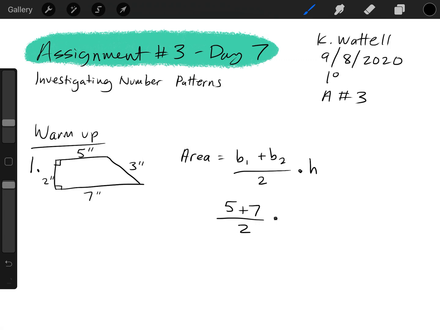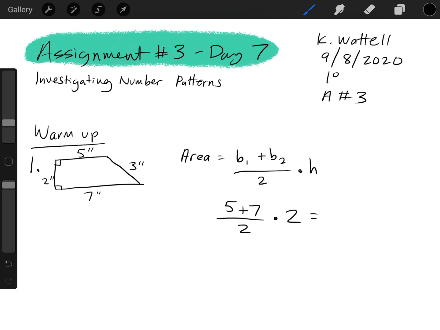Then the next thing we'll do is multiply by the height. Now again, the parallel lines that form the top and bottom bases form a right angle with the height, okay? You'll notice these 2 little boxes in the corners, and those indicate that that is the height. So 2 is our height.